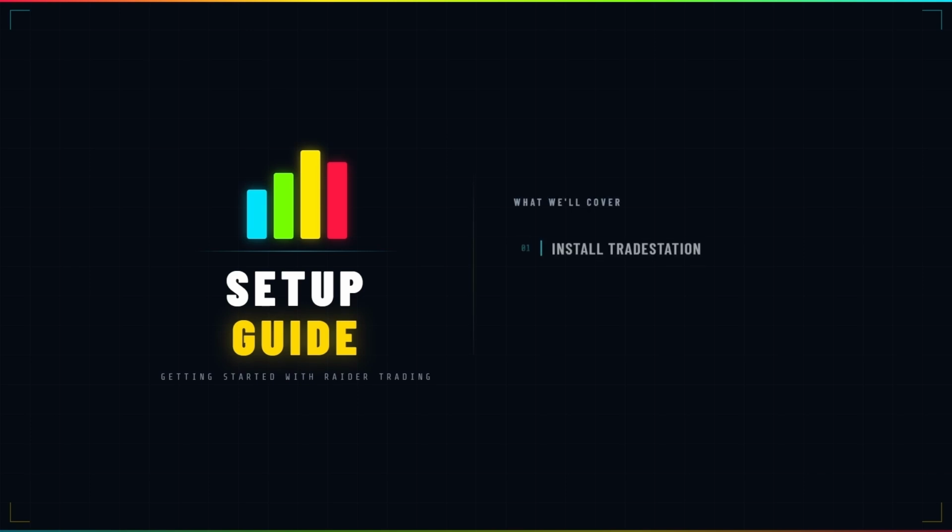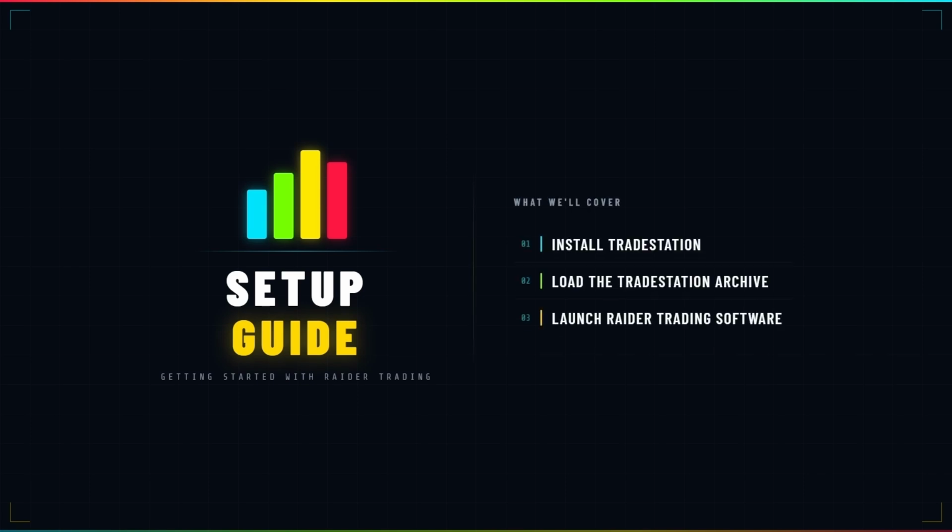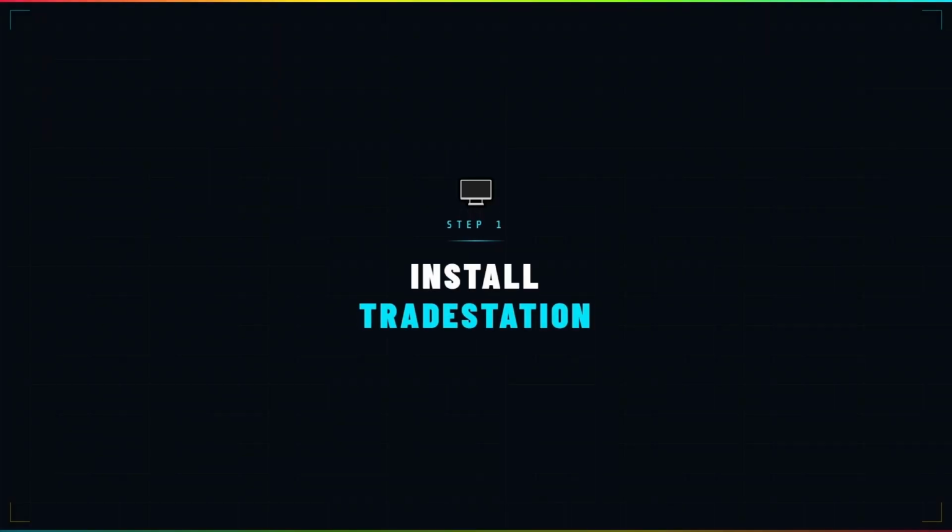Welcome to Raider Trading. This guide will get you up and running in under 10 minutes. We'll install TradeStation, load your indicators, and launch the software. Let's get started. Step 1. Install TradeStation Desktop with OptionStation Pro.